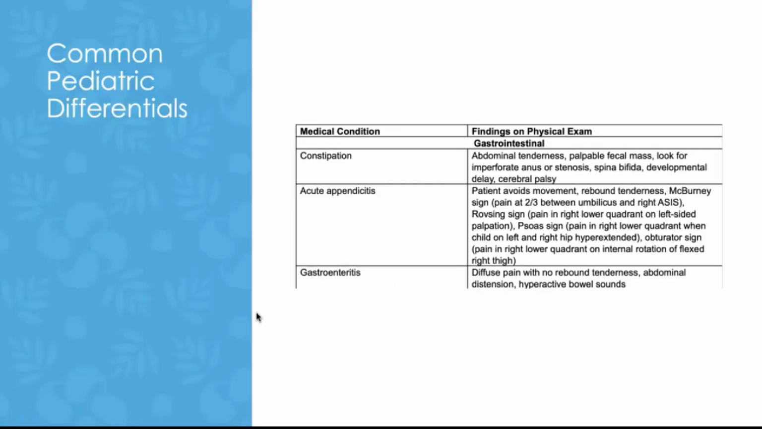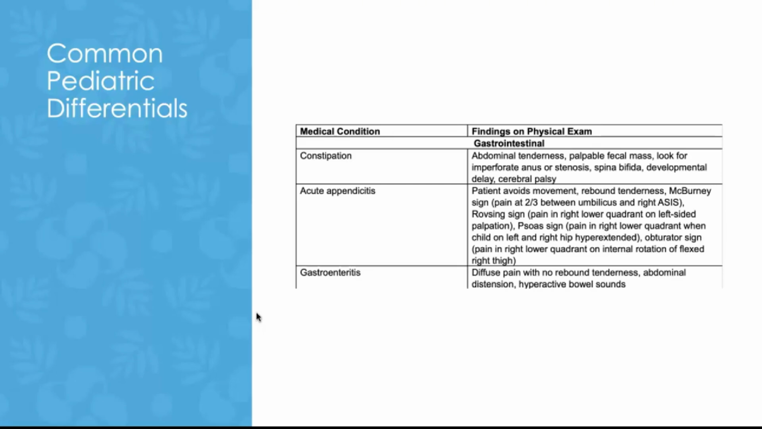Common PE findings for these diagnoses. So make sure to review your health assessment textbook and how to examine the abdominal area. So do a complete examination of the abdomen. Inspect, auscultate, palpate, then percuss. If you've forgotten how to do that, please review it.